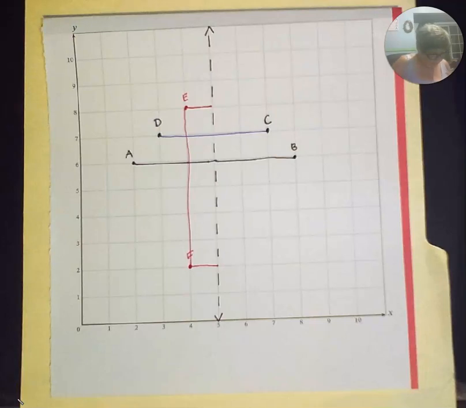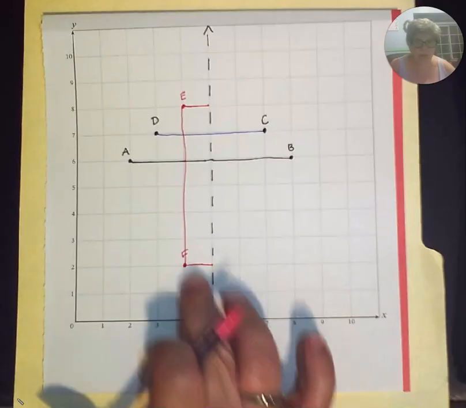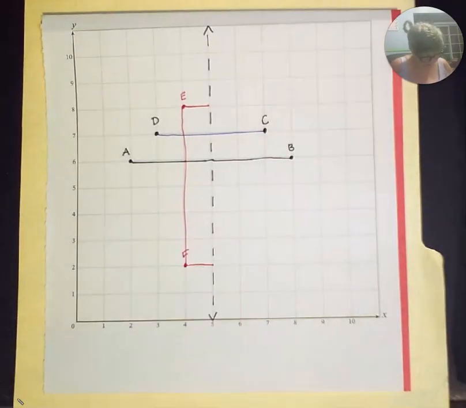How many units left or right of the line of symmetry are points E and F? Just one, right? You see that? Just one. That's why we drew the little line there, right?